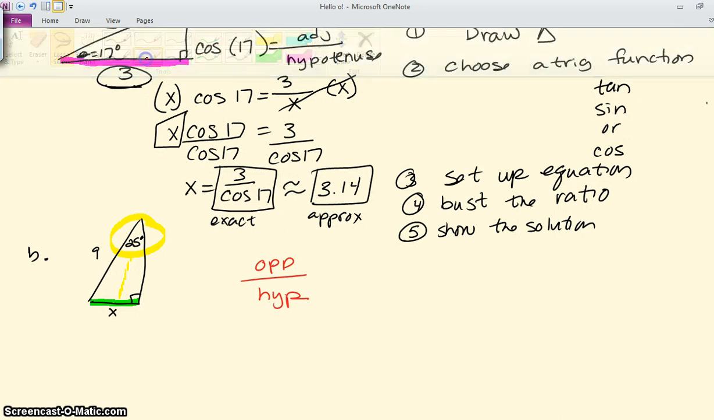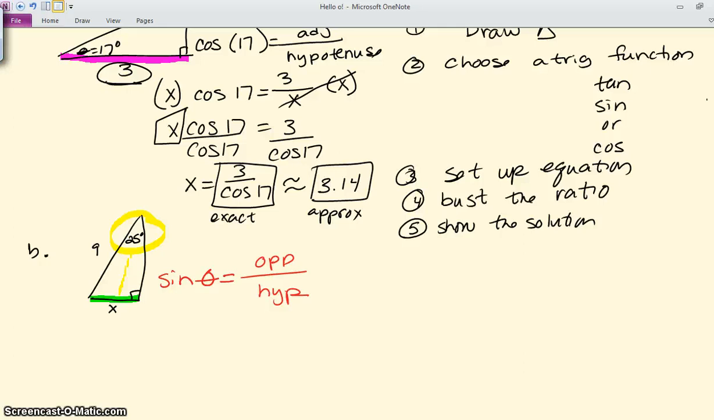So I'm going to choose the sine ratio. And each time I practice one of these problems, I'm going to rewrite the ratio because I really need to reinforce my memory of which ratio compares which sides. My substitution shows the sine of 25 is the opposite, which has a value of x in this case, to the hypotenuse, which has a value of 9 in this case.